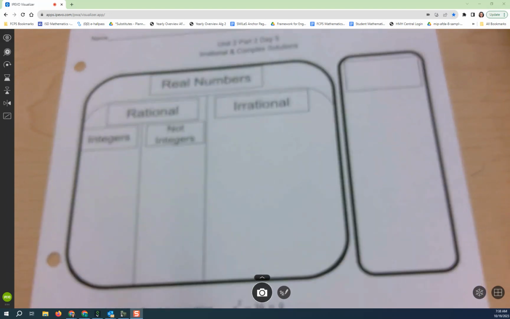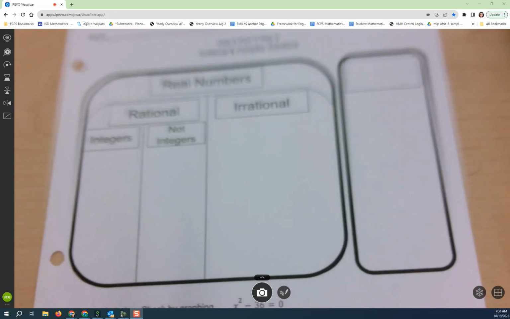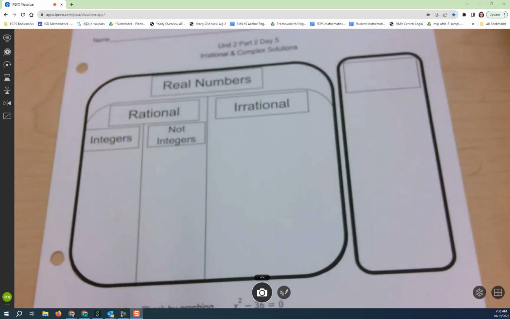Hello Algebra 2 students. Today's video will review your Day 5 notes which introduced irrational and complex solutions. So first we're going to think about the numbers that we know about.